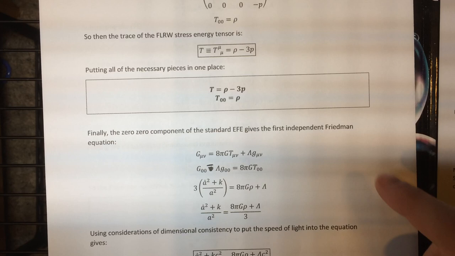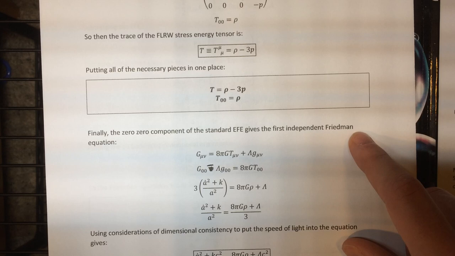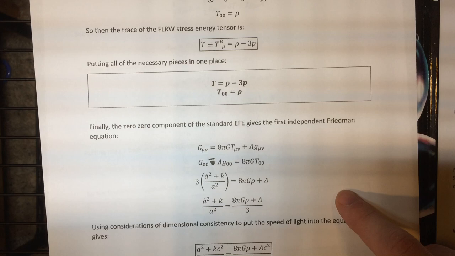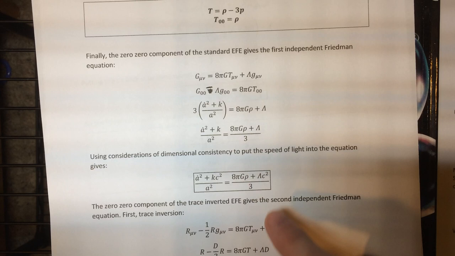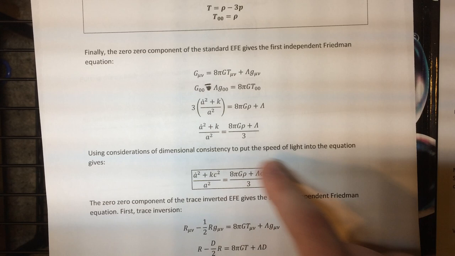Now, by plugging into the Einstein field equations using the sign convention that is normally used for this particular problem. And I realize that I need another n there. Sorry, I missed the second n. But anyway, inserting the things into the EFE now with the sign convention that's usually used for this problem gives us the first Friedmann equation there. Okay, so then putting the c's back in with dimensional arguments gives us the standard result that everyone is used to. So then now we need to trace invert the EFE.